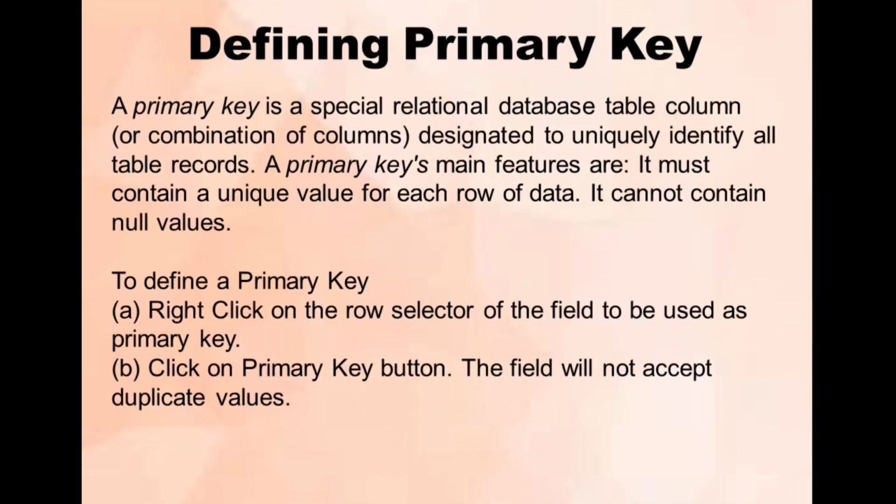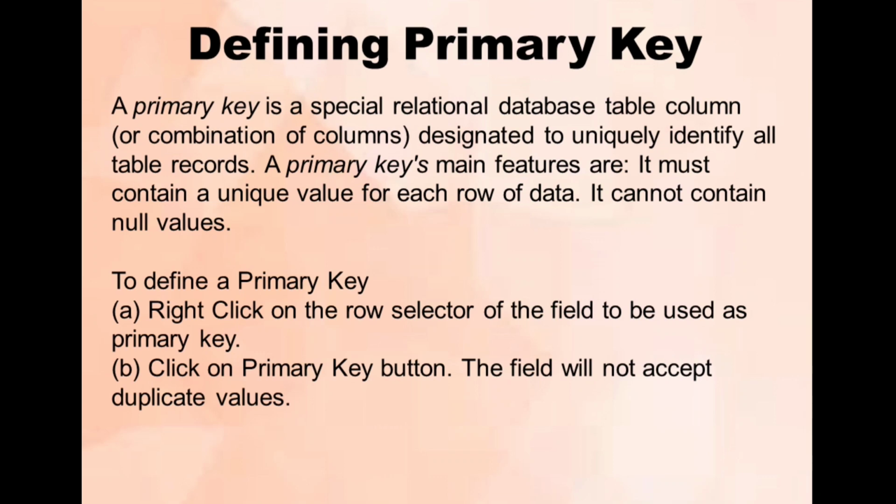So, defining a primary key. What is a primary key? A primary key is a special relational database table column or combination of columns designated to uniquely identify all table records. A primary key's main feature is that it must contain a unique value for each row of data. It cannot contain a null value.